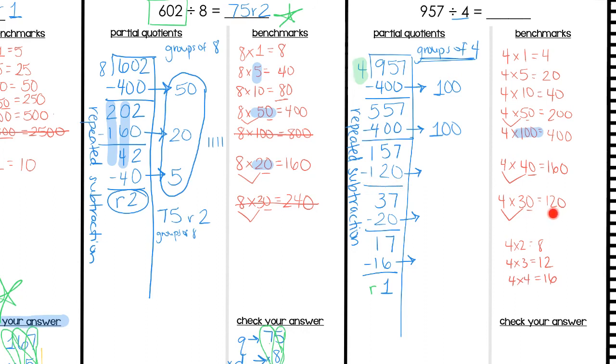120. So I'm going to come down here to 120. How many groups of 4 are in 120? Well, there's 30 groups of 4. Okay. Then we have 20. How many groups of 4 are in 20? In 20, there are 5 groups of 4. And then in 16, I have 4 groups of 4.